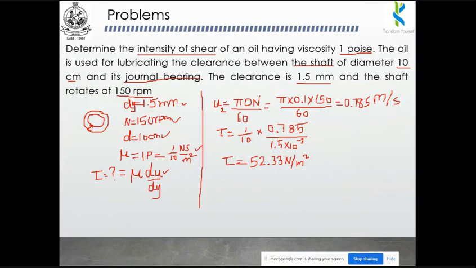Okay, try to write a formula first. So once you write the formula, use whatever data is available and find whatever data is not available. You will directly move to the final step of a problem. So this is the procedure to solve a problem in all subjects.